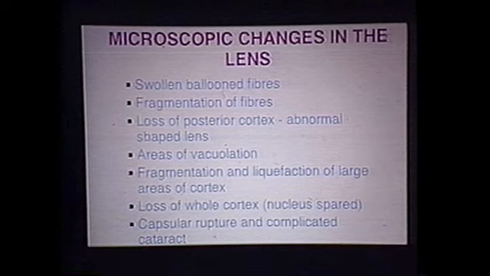There then can be fragmentation and liquefaction of large areas of cortex, up to a point where the whole of the cortex may be completely lost. But particularly in rodents, it's quite characteristic for the nucleus to be spared this process. So usually we see in a cataract, even that's been in existence for 12, even 18 months in a rodent, there can be a nucleus sitting there and the whole of the cortex has been lost. And then the final point here on the list is where there is capsular rupture and the histological features of the complicated cataract.